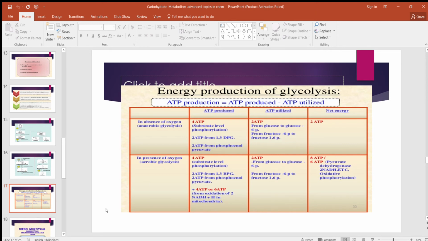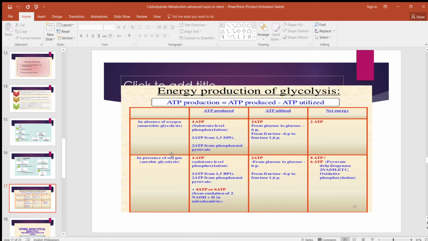Okay po. Okay. In the presence of oxygen or aerobic glycolysis, there is a net production of 4 ATP from the substrate level phosphorylation. Na-utilize natin din ang dalawang ATP, kaya ito po ang net energy natin na na-produce from the aerobic glycolysis. When we say aerobic, meron diyang presence of oxygen. Doon sa anaerobic, absence of oxygen. Yan po yung production ng ATP.